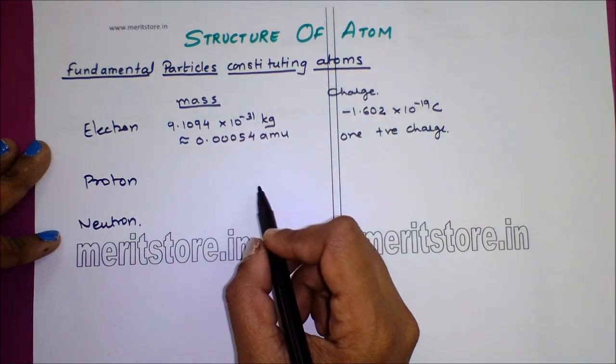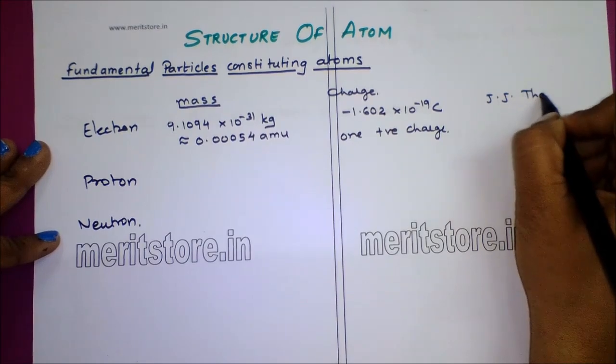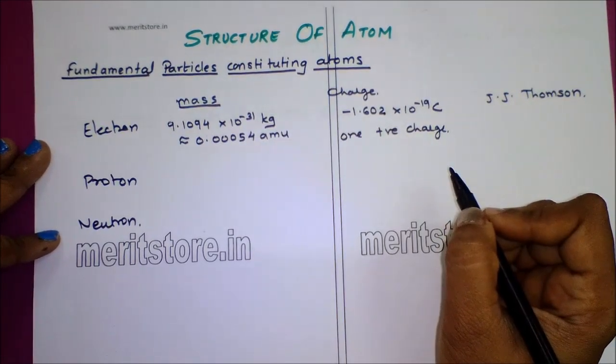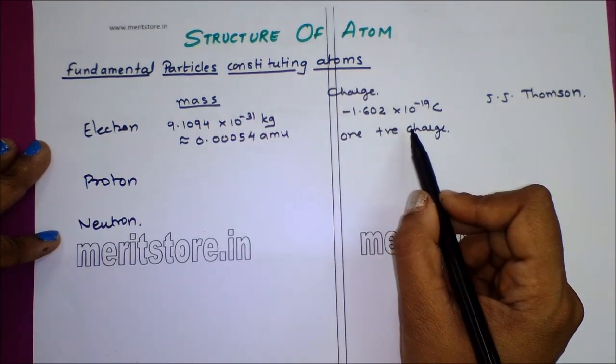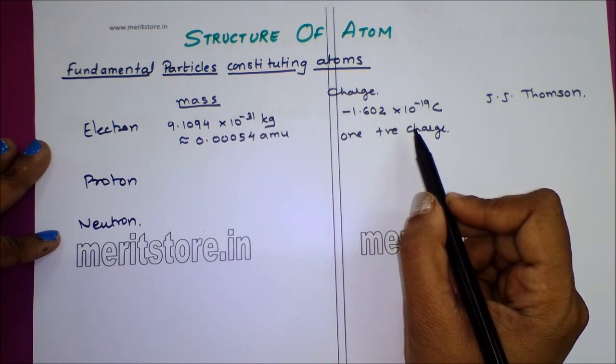We already know that the electron was discovered by J.J. Thomson during his discharge tube experiment. But the charge of the electron was determined by Millikan in his oil drop experiment.